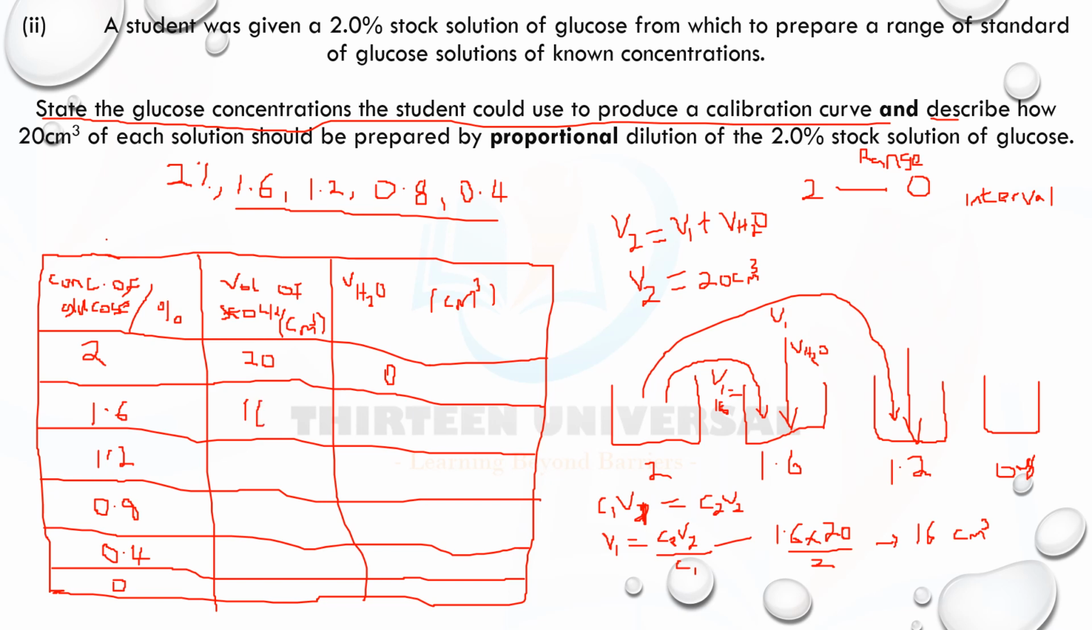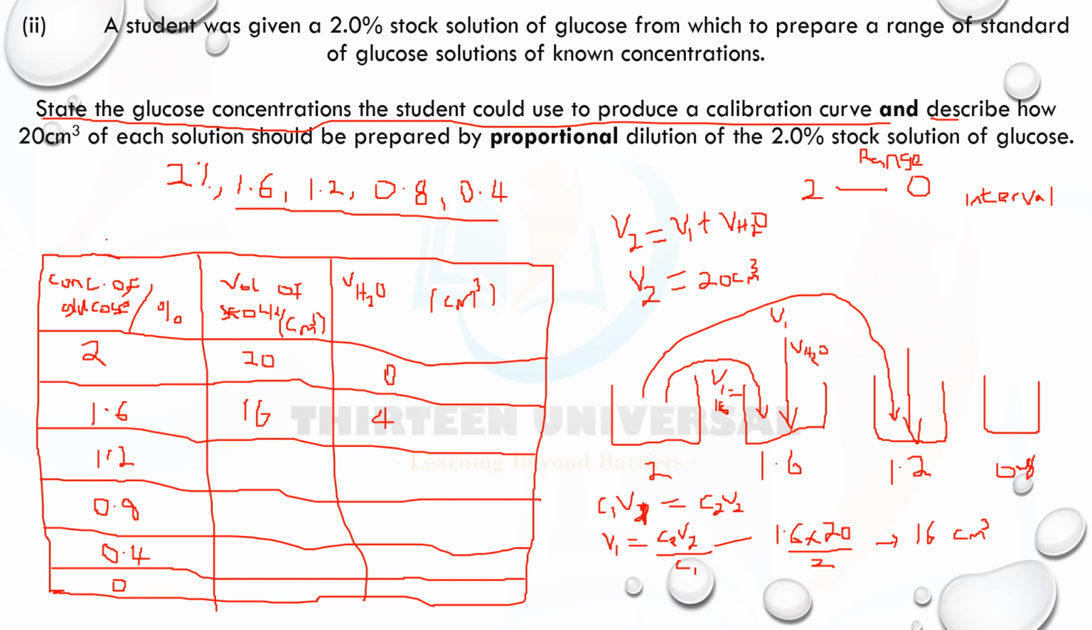How much water will I add? If I take 16 of this concentration, so I take 16 V1, because I'm moving from here to here. Take 16 of these, then how much water do you add to make it 20? That's 20 minus 16. I'll add 4 cm cube of water. So the volume of water I'll add is 4.